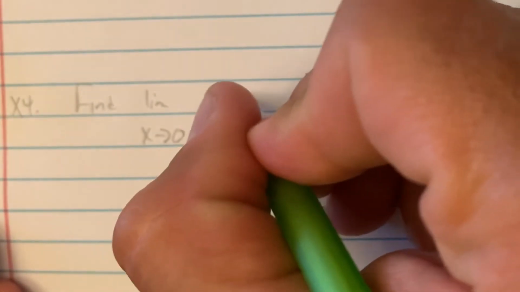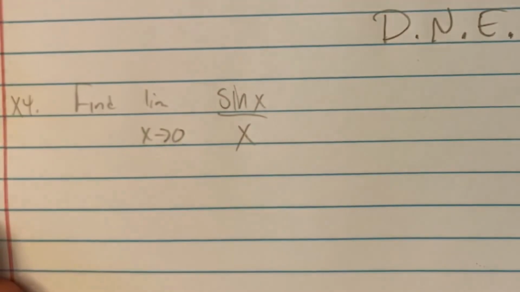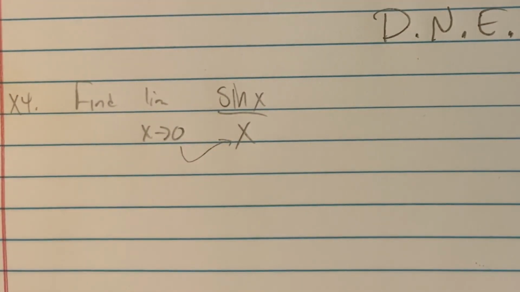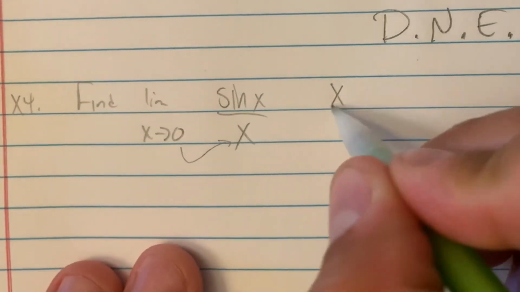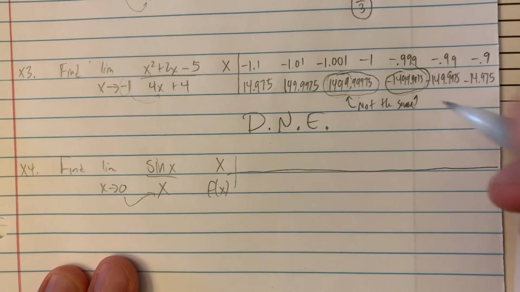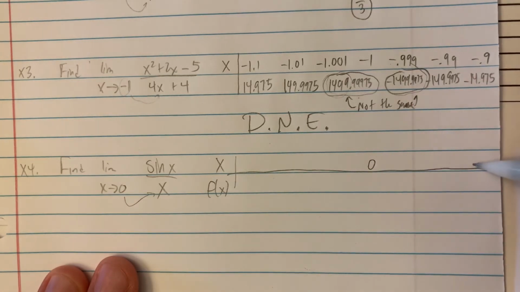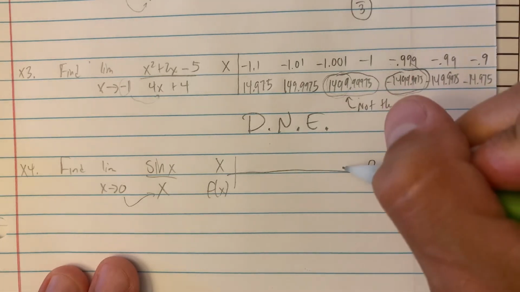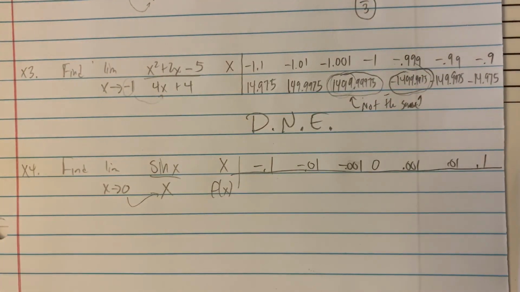Find the limit as x approaches 0 of sine x over x. And once again, notice if I take 0 and plug it in, that gives me 0 in the denominator, so that's not going to work. We have to choose values on the table that are close to 0. Let's choose 0.1, 0.01, 0.001, -0.1. Let's see if we can confirm something with the calculator before we type the values into the table.